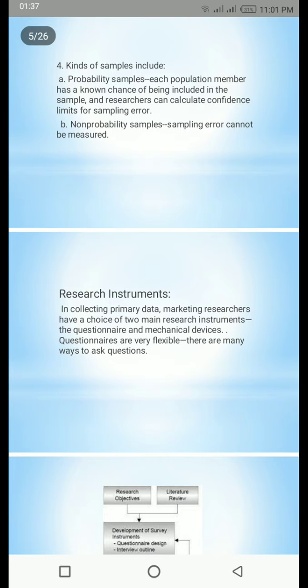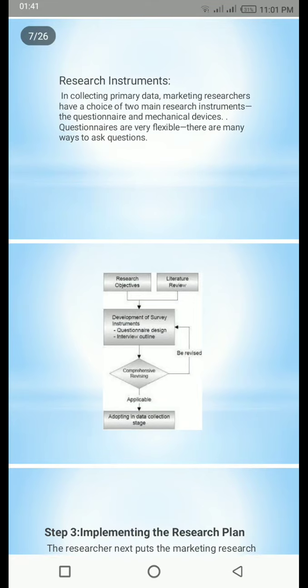Research instruments. Research objectives. Literature review. Development of survey instruments, questionnaires, and design of the interview outline. Comprehensive research, applicable, adopting in the data collection stage.